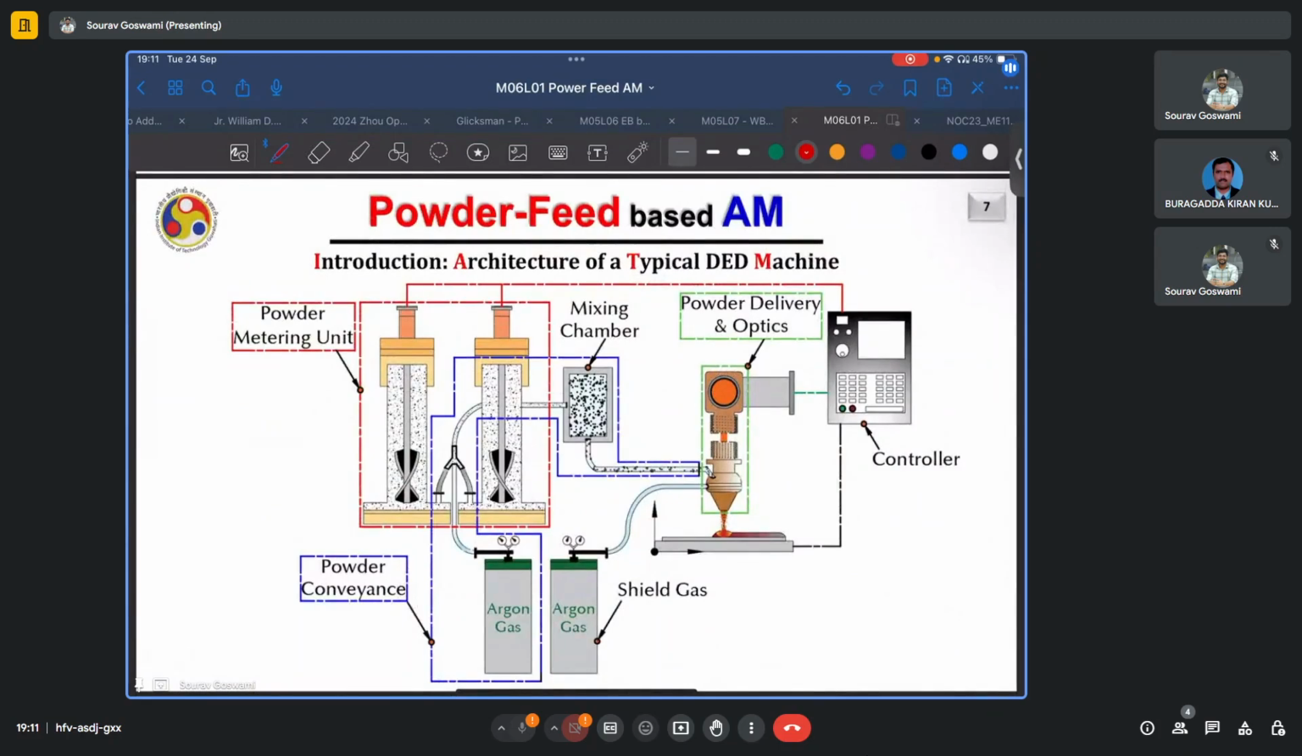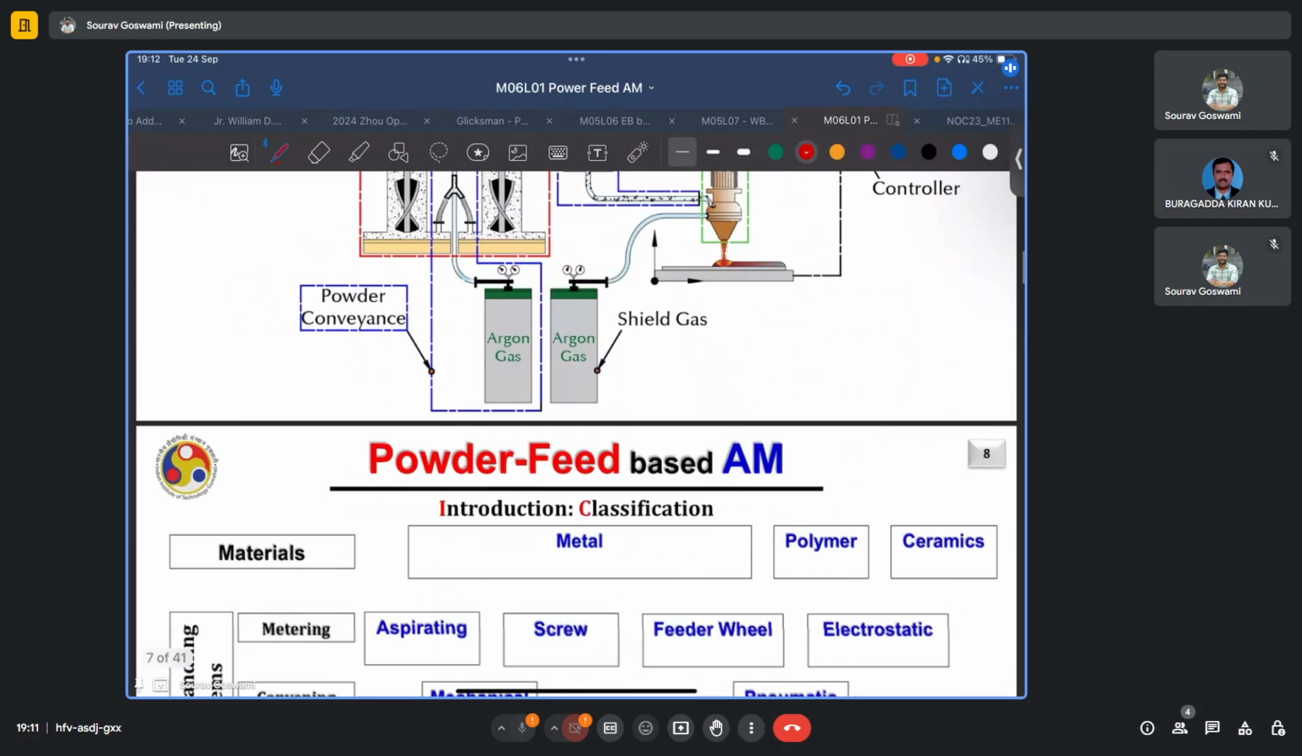A typical powder-based DED setup has these components. It will have a powder metering unit, which supplies the requisite amount of powder to the deposition head. There is a powder conveyance and shield gas, both consisting of argon gas. In case multiple powders are used, there may be a mixing chamber, which produces a homogeneous or, based on the requirements, stoichiometric mixture of the two powders. Then there is the powder delivery and optics module.